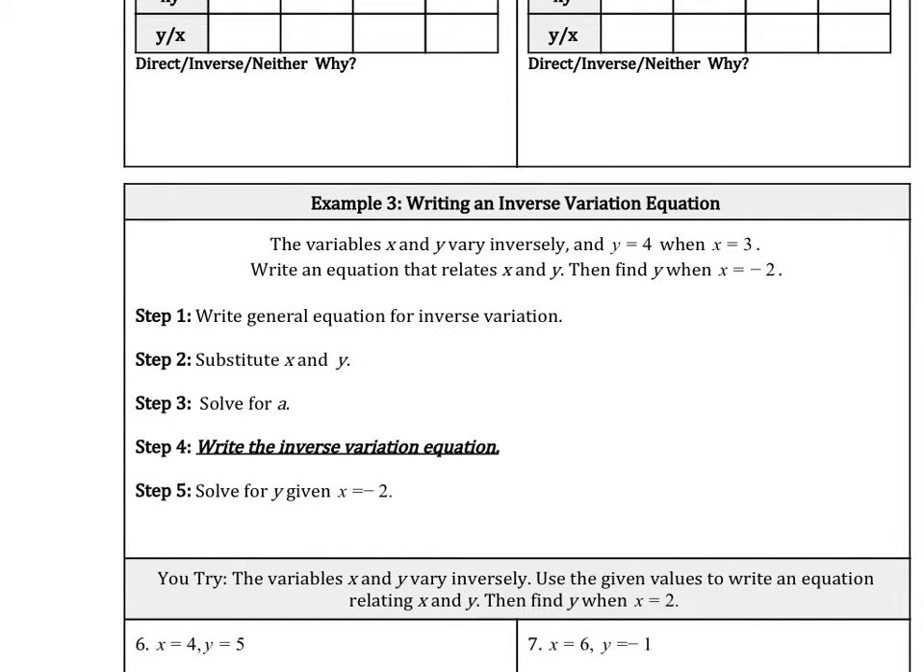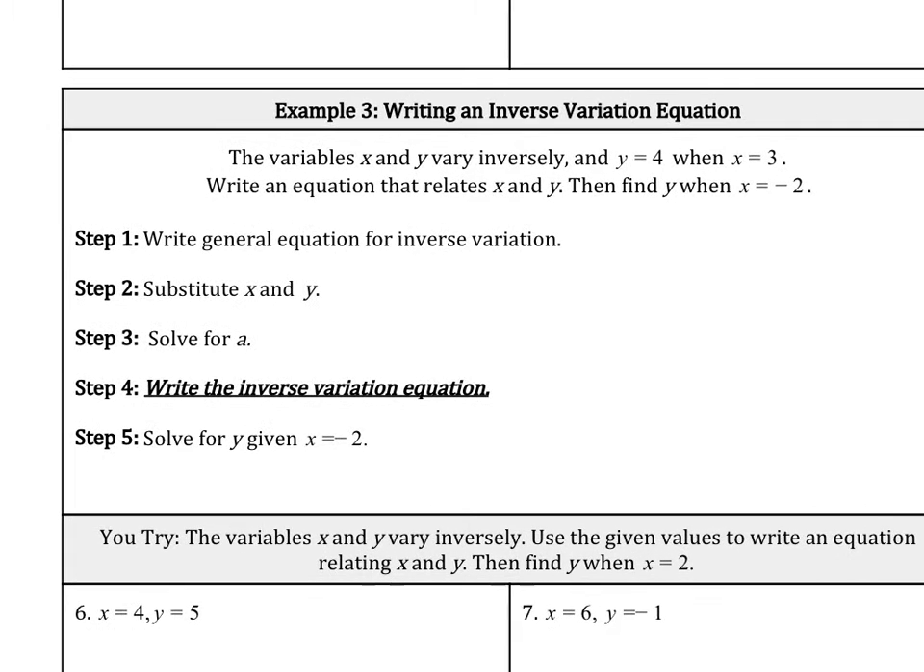Let's write an inverse variation equation. So we see that the variables x, y vary inversely. So it's really important that you read that. It varies inversely. And y equals 4 when x equals 3. So we're supposed to write an equation that relates x and y. Then we have to find y when x equals -2.